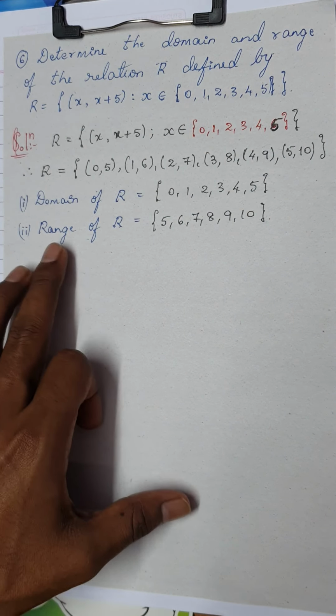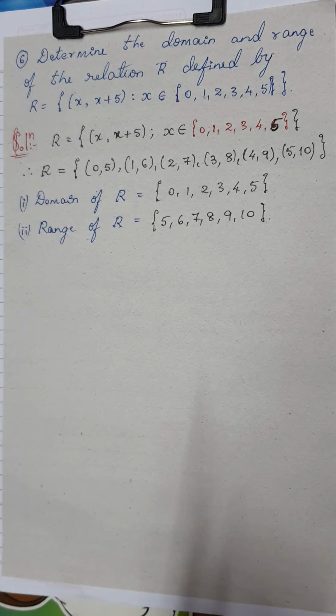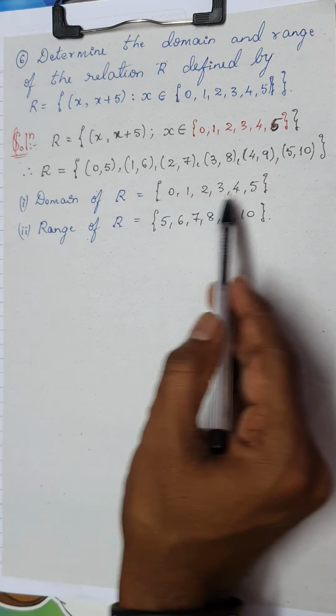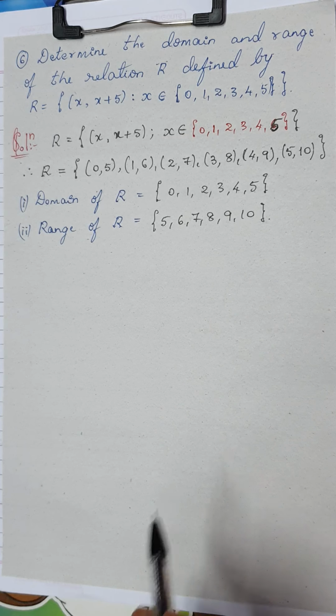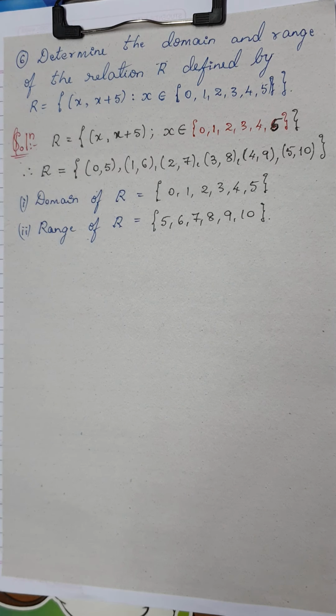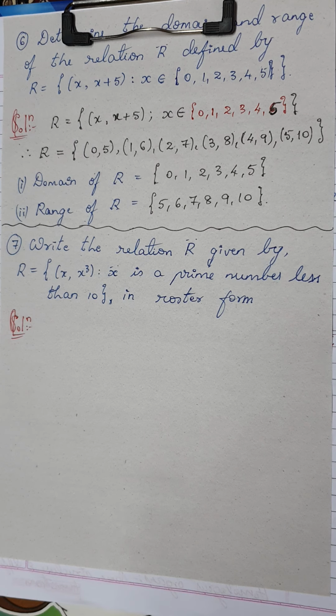As I told you, definitely this question can be asked for 3 marks. Writing the relation 1 mark, domain carries 1 mark, writing the range will carry 1 mark. Okay, so it's a very simple question. Let's go to the question number 7. So this is question number 7.